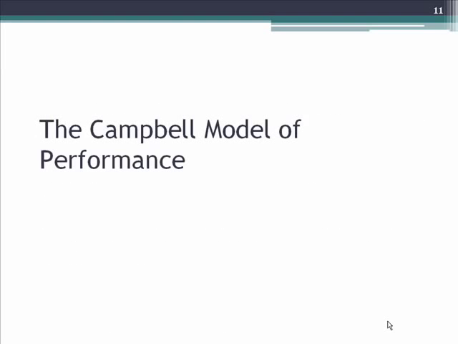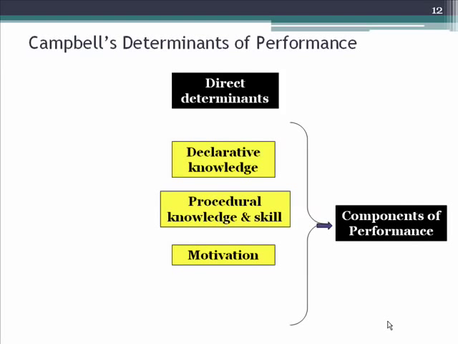One of the most popular models of performance is one developed by a researcher named Campbell. Let's take a look at this model. Campbell's model first proposes that there are three direct determinants or causes of performance. These three determinants are declarative knowledge, procedural knowledge and skill, and motivation.